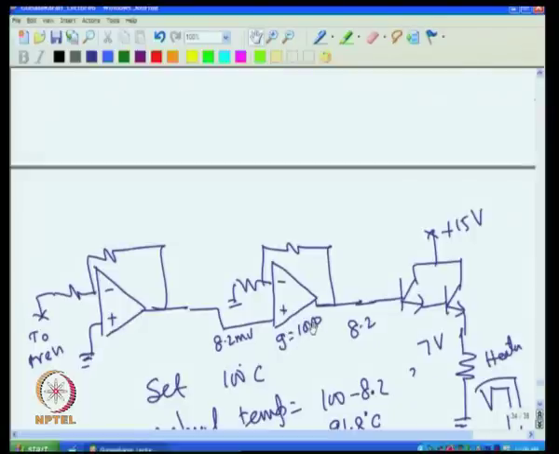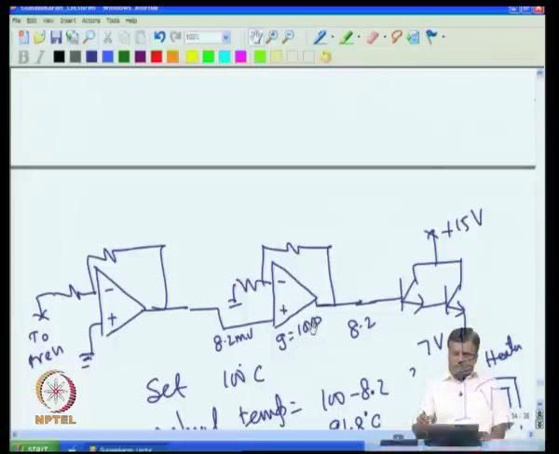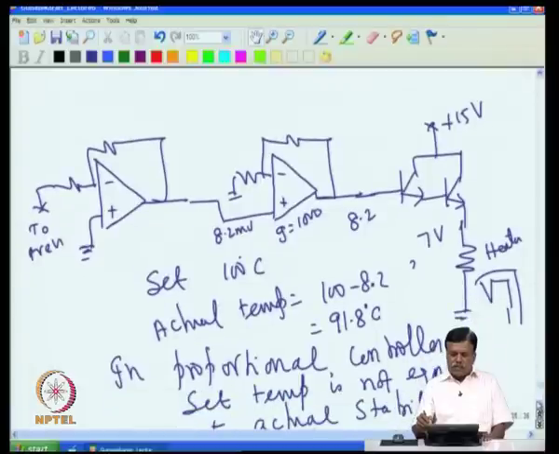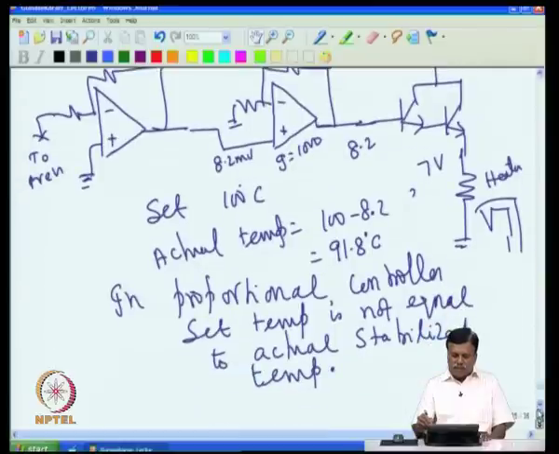Now, as I said, the set value is not equal to the actual value where the temperature stabilizes, so what is the secondary effect? The secondary effect is like this. We assume that the heater needs 7 volt. So I will explain with another figure what the secondary effect is.